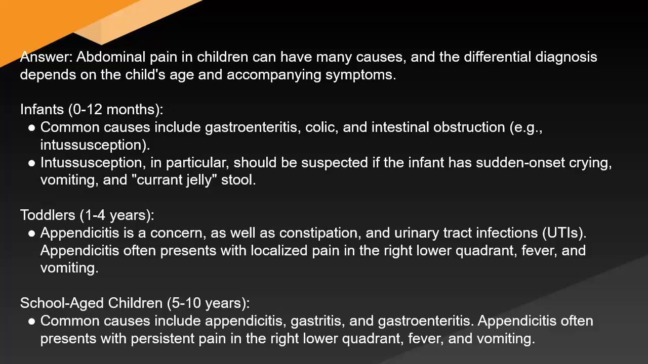Toddlers 1–4 years. Appendicitis is a concern, as well as constipation and urinary tract infections, UTIs. Appendicitis often presents with localized pain in the right lower quadrant, fever, and vomiting. School-aged children 5–10 years. Common causes include appendicitis, gastritis, and gastroenteritis. Appendicitis often presents with persistent pain in the right lower quadrant, fever, and vomiting.